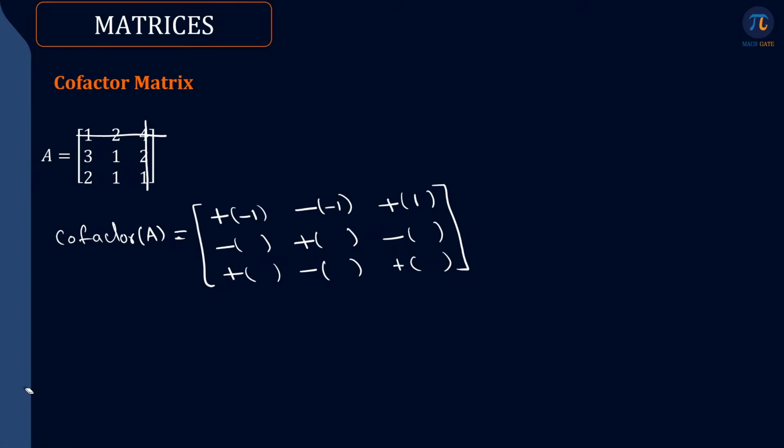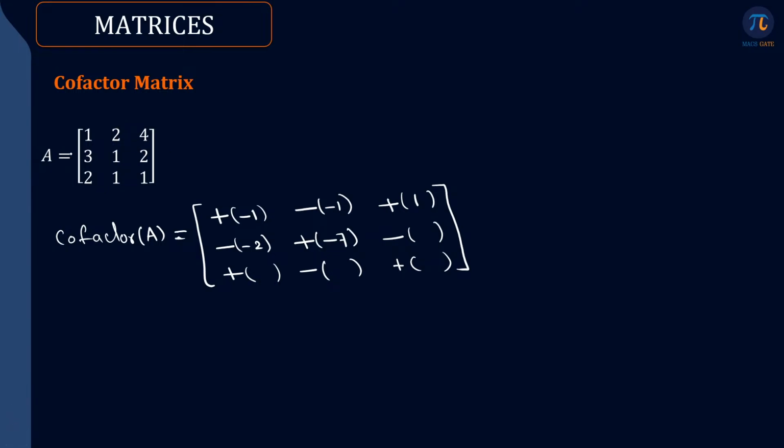So, for whatever element you want to find the minor, the corresponding row and corresponding column are to be closed. So, you close the row and you close the column. So, 2 minus 4, it is minus 2. Close the row and close the column. 1 minus 8. 1 minus 8 is how much? Minus 7.